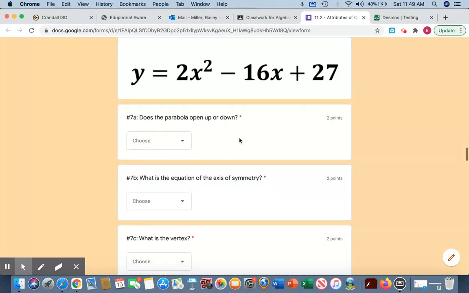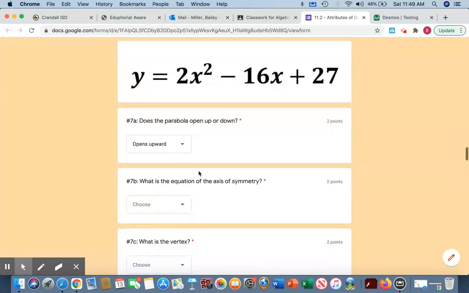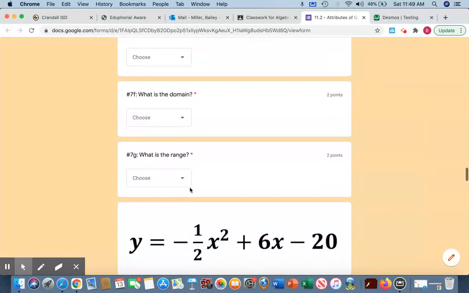So does this parabola open up or down? Well, it's a positive a, so it's going to be opening upward, right? What is the equation for the axis of symmetry? So you have to do the stuff that we did. What is the vertex? Is it a max or a min? Y-intercept, domain, and range.